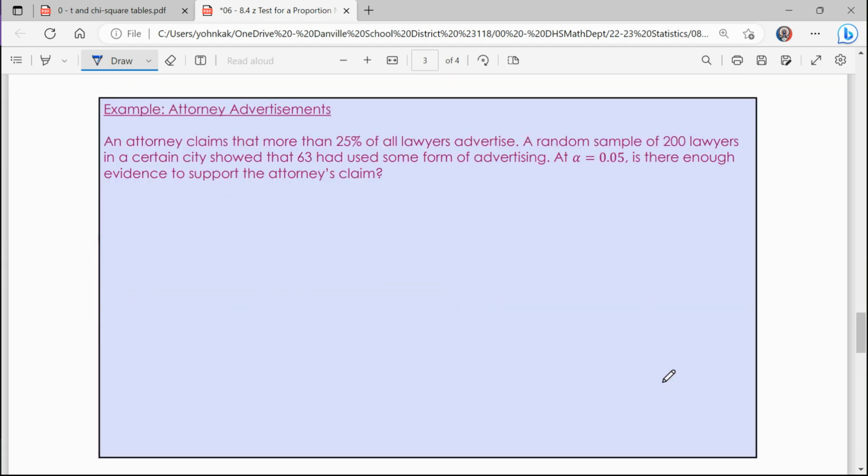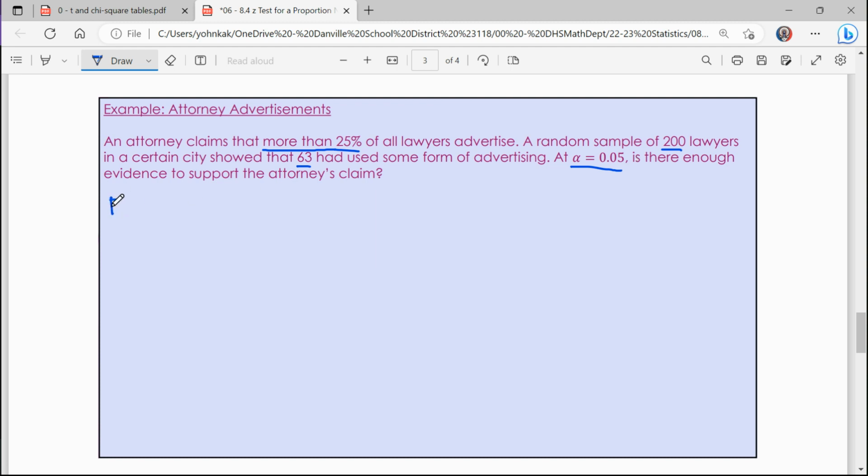Okay, one more. An attorney claims that more than 25% of all lawyers advertise. I guess that's more than. A random sample of 200 lawyers in a certain city showed that 63 had used some form of advertising. At alpha equals 0.05, is there enough evidence to support the attorney's claim?